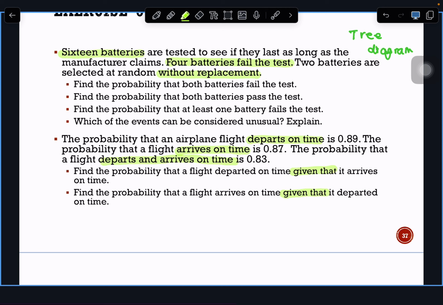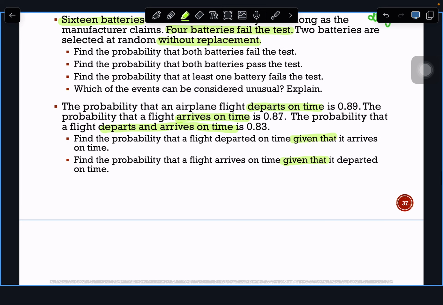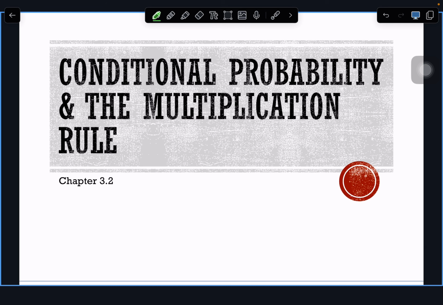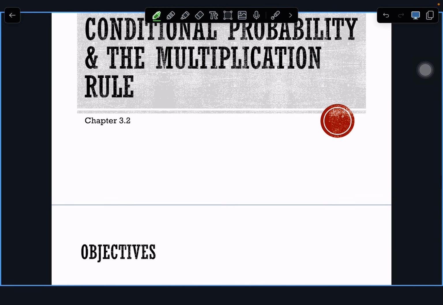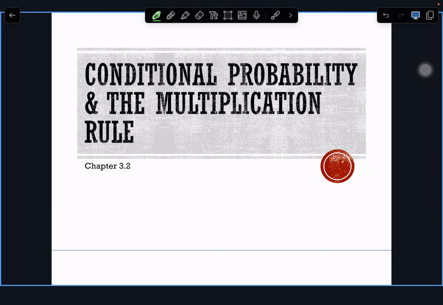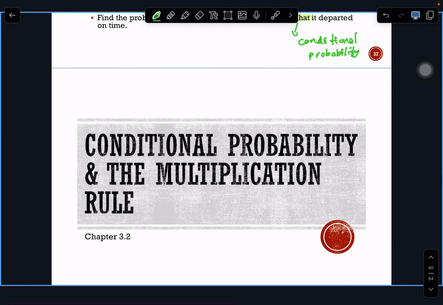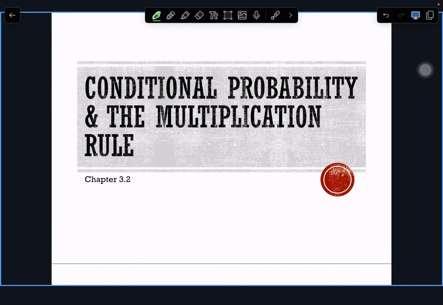Even though given that is simple words, it means conditional probability. We haven't covered conditional probability yet. That's why I asked you to go back and do it, not now, because we will cover it now. That's why when I read the question, I wondered why they ask conditional probability if you haven't covered it. Now we will cover the conditional probability and the multiplication rule.